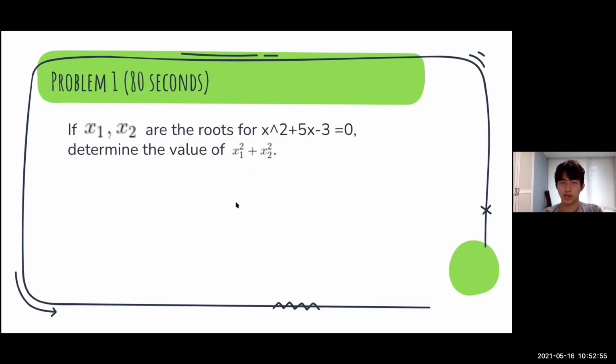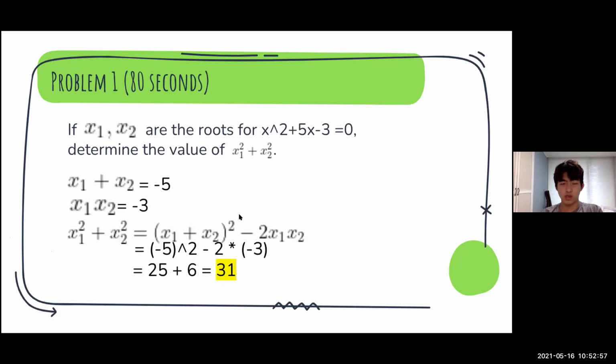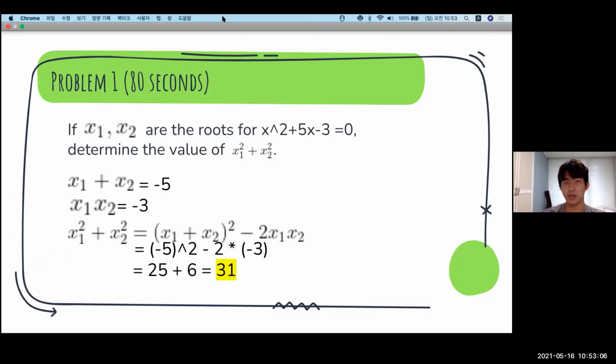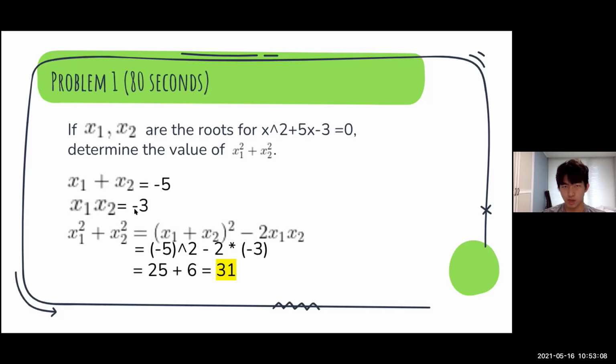Okay, so let's go over the answer. The answer overall is 31, and how you solve it is that you get both the sum and the product of the two roots. Using Vieta's formula, the sum of the two roots equals -5, while the product of the two roots equals -3.